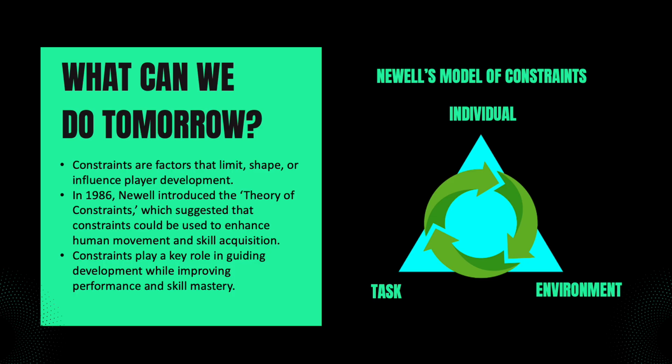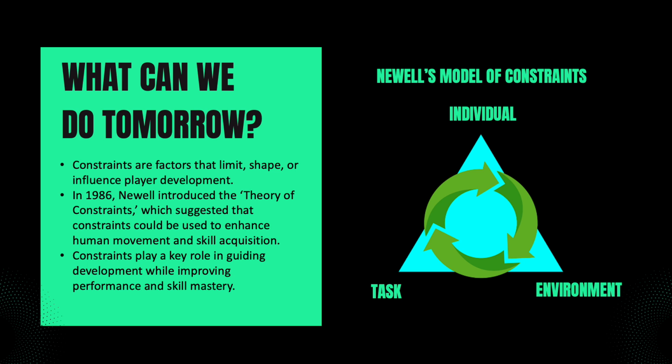At another corner are task constraints, the rules, the goals, the equipment, and structure of the activity. And finally, we have environmental constraints, the physical and social context, like the size of the field, the surface, weather, or even crowd and peer influences. As coaches, we can't control every individual constraint, but we have a tremendous influence over the task and environmental side of the model. And that's where the magic happens. By adjusting these elements, we can shape behavior without relying on constant verbal instructions.